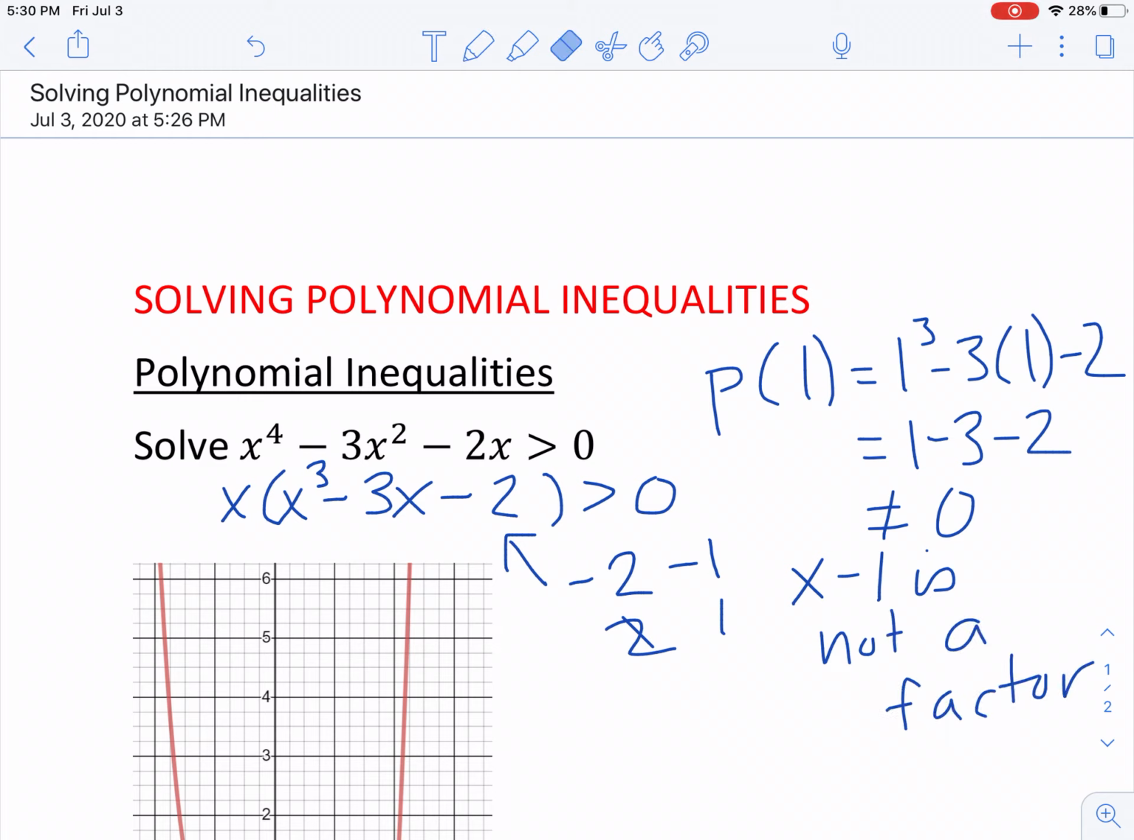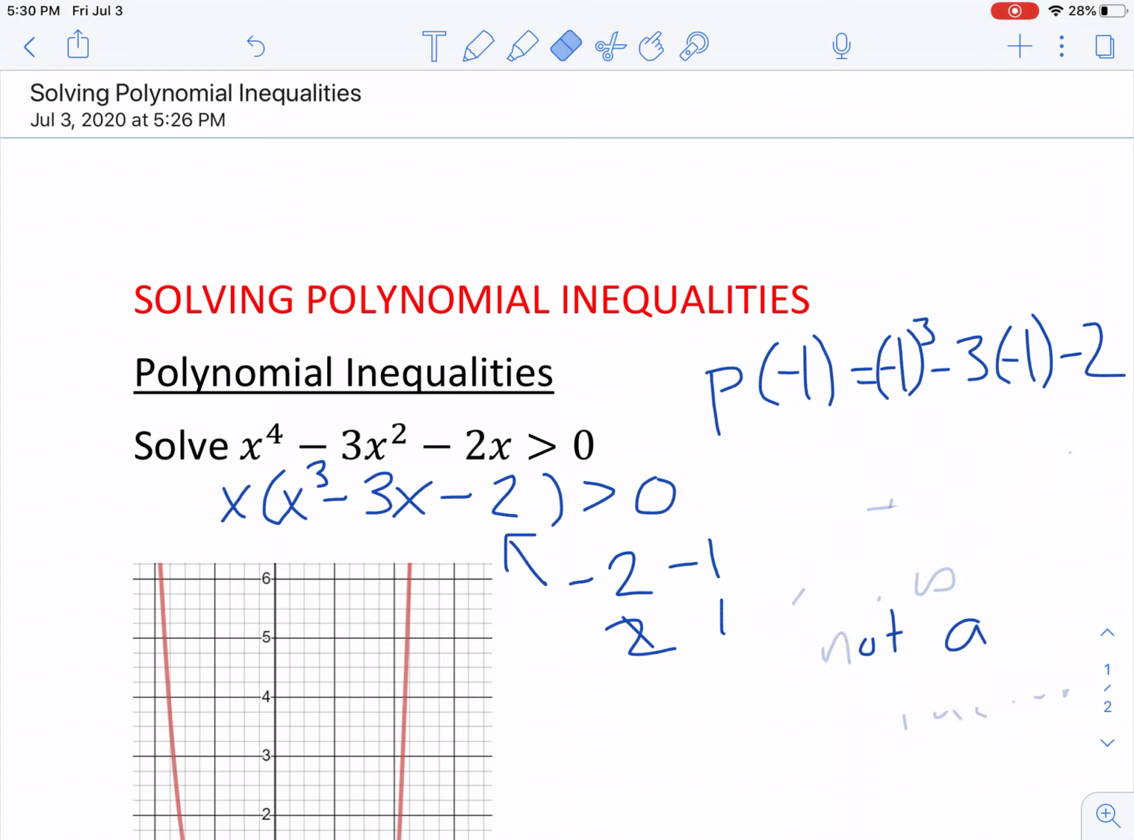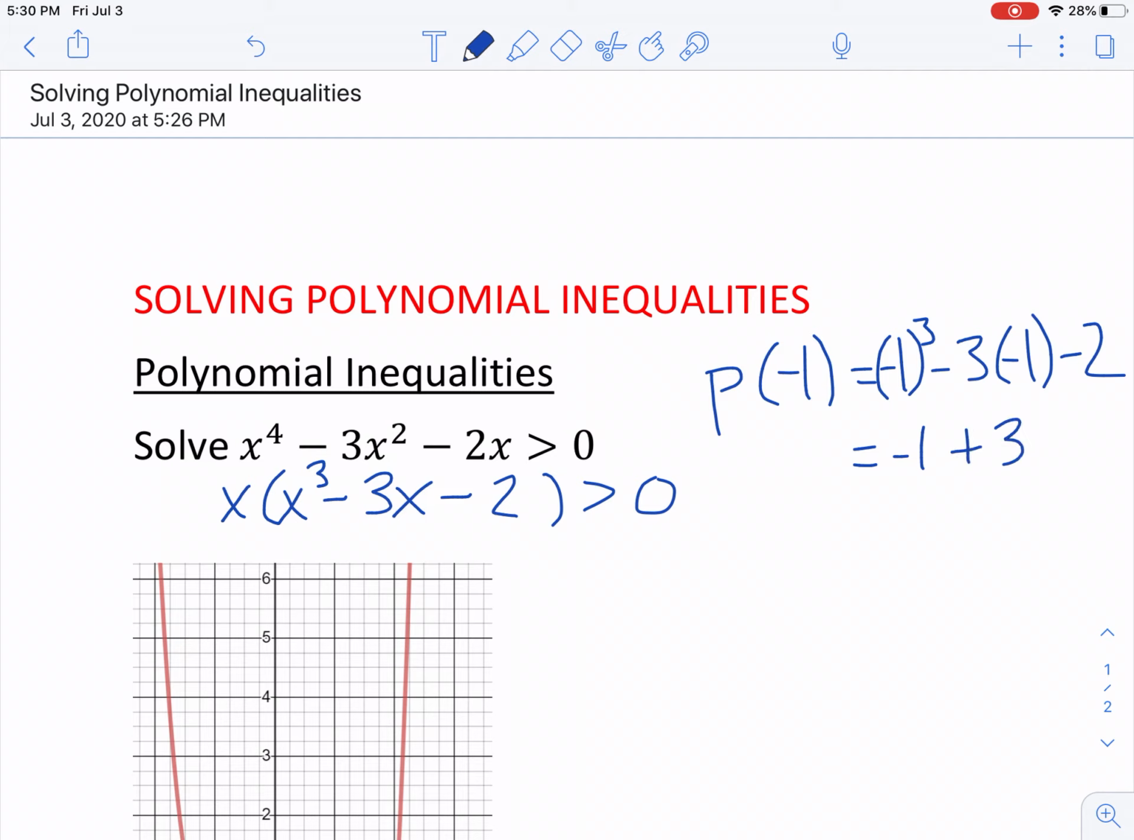So we're going to go back to the drawing board and let's try negative 1 instead. Okay, so now we have negative 1 cubed is negative 1. Negative 3 times negative 1 is plus 3, which is positive 2. Minus 2 is 0. So we have found that x plus 1 is a factor. So we already have 2 of our factors.